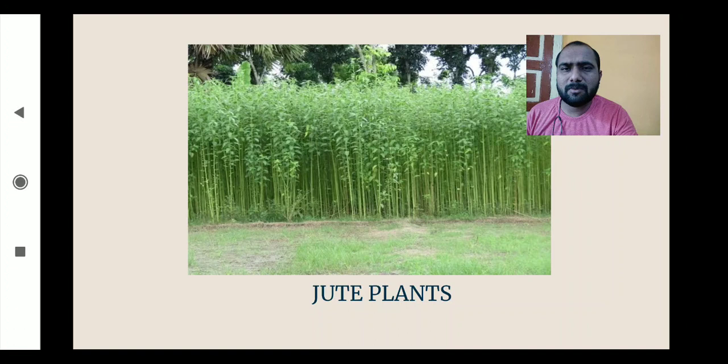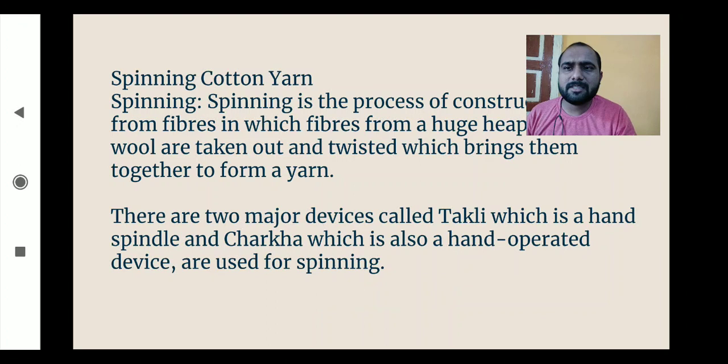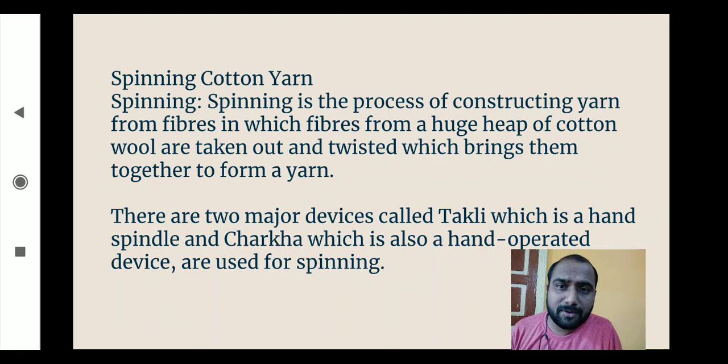Let us begin with the next part of this lesson, that is spinning of cotton yarn. Till now we have prepared the fiber from the cotton. Understood how we have done it? We have separated it by the ginning process. What is the ginning process? The separation of cotton fibers from the seeds is called the ginning process.